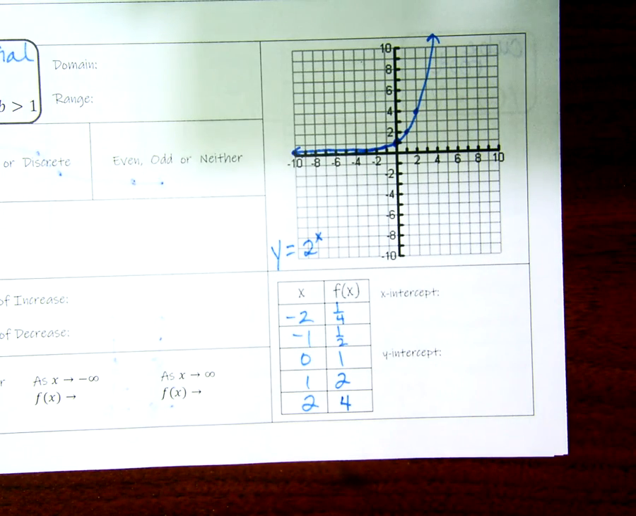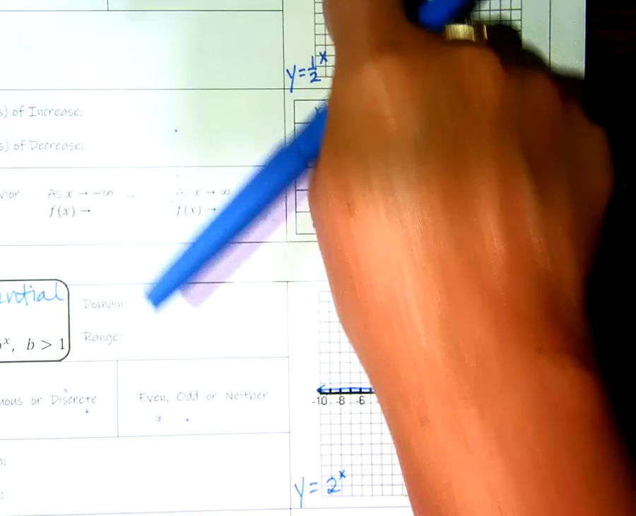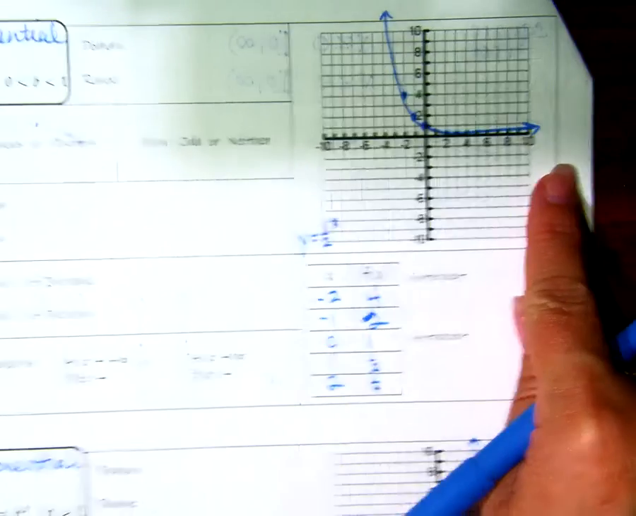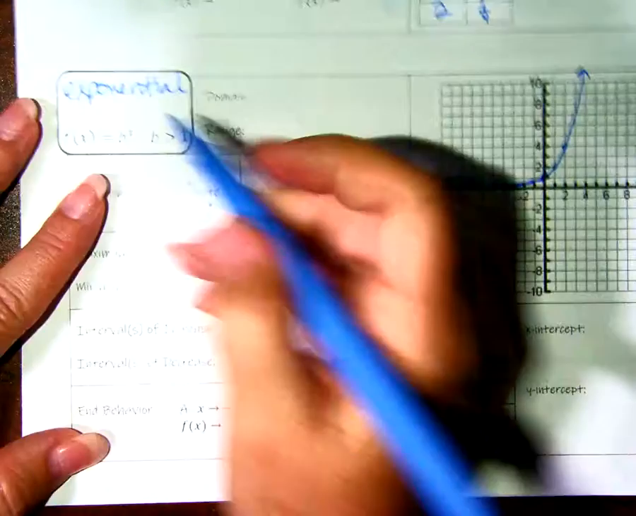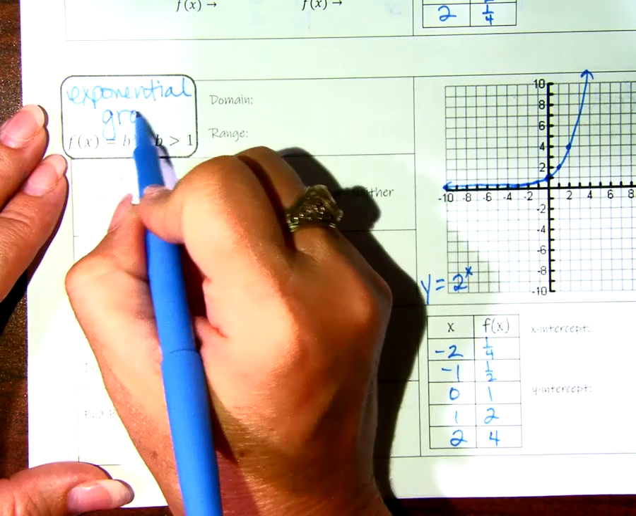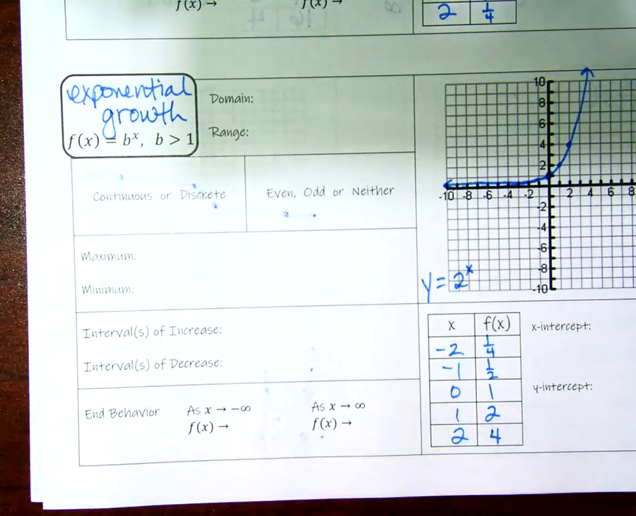Oh, yeah, can we say this real quick, what it is? What's happening from left to right on this one? It's decaying. And this one is? Growth. Okay, but we will get that written down when we meet again.